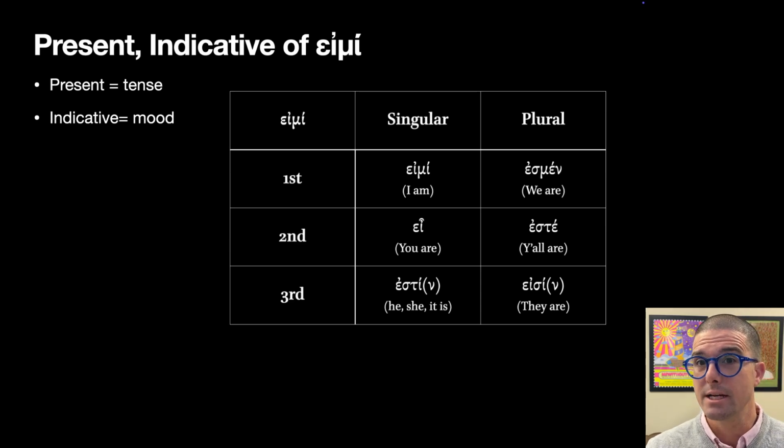Esti or estin with the movable nu. So remember that nu will be there if the next word begins with a vowel. In the third person singular, this will be a he, she, an it, or a they.